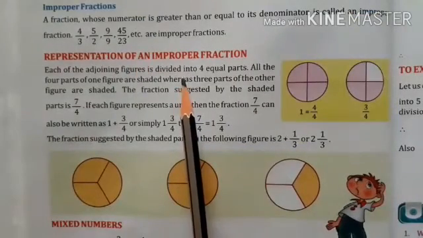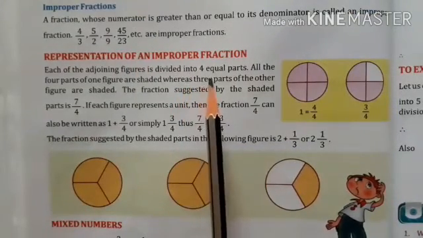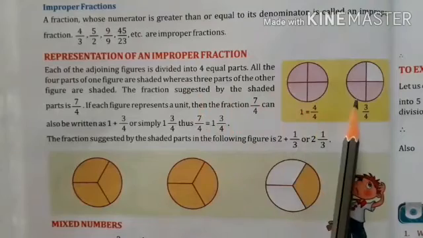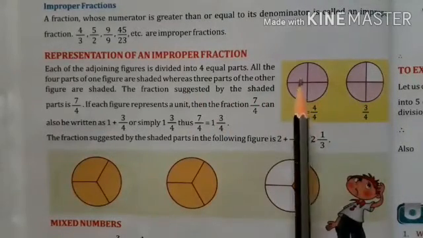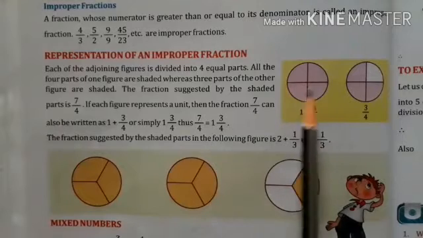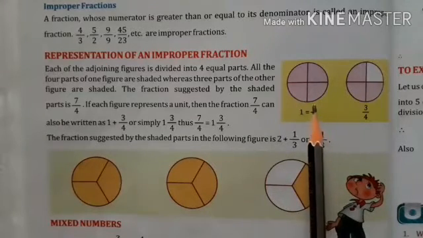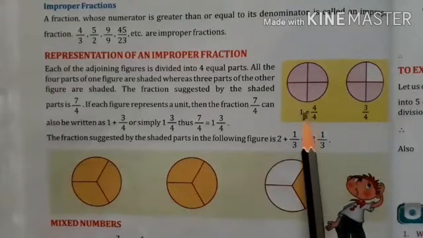Now we will discuss how to represent an improper fraction. Okay, so students, look at this picture. You can see here two circles. In this circle there are four parts, right? And all parts are shaded. So the fraction is 4 by 4. 4 by 4 equal to 1.